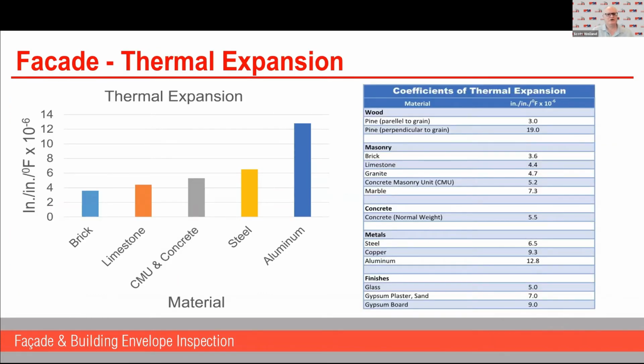I mentioned thermal expansion contraction and moisture expansion contraction. You can see from the bar chart here that aluminum expands and contracts considerably more than steel, concrete, limestone, or brick. In fact, it expands and contracts 4 times that of brick and 2 times that of concrete, approximately. And so it's important to have sealant expansion joints between those materials, and the sealant joints have got to be designed properly and have the right sealant to allow for the amount of anticipated movement, differential movement you're going to get between those materials.